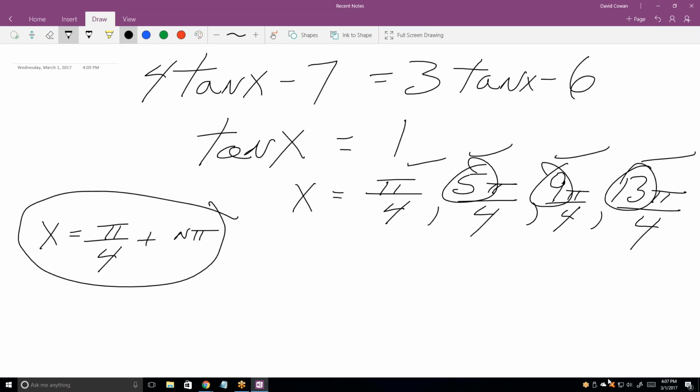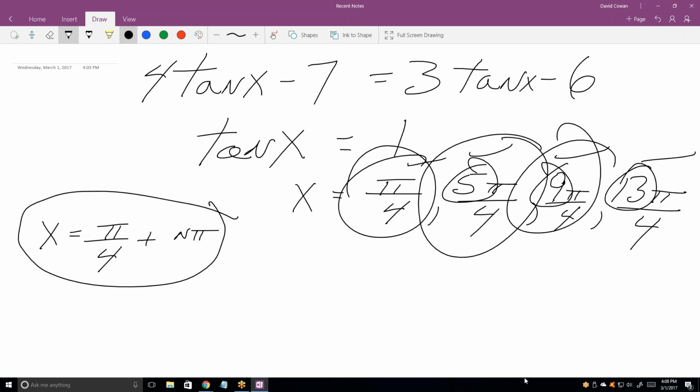And now let's just check it. When n is 0, we get this answer. When n is 1, we get that answer. When n is 2, we get that answer. When n is 3, we get that answer, and so forth and so on, including negatives. When n is minus 1, we get minus 3 pi over 4, which is the answer. Minus 3 pi over 4 satisfies that equation also.